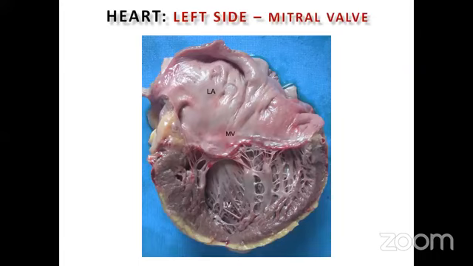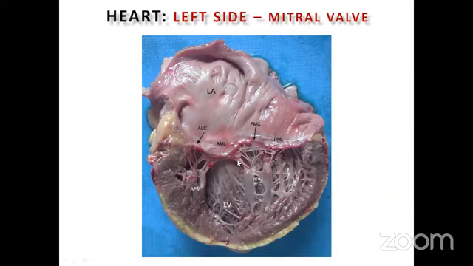Let us then come to the second component of the inflow tract, and that is the mitral valve. The mitral valve has two leaflets, the anterior and the posterior leaflet, and hence it has two commissures, the anterolateral commissure and the posteromedial commissure. The anterior leaflet has a greater width and appears a little tongue-shaped.